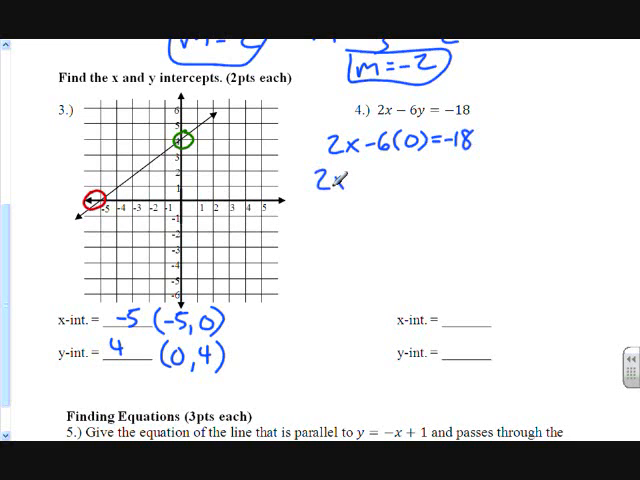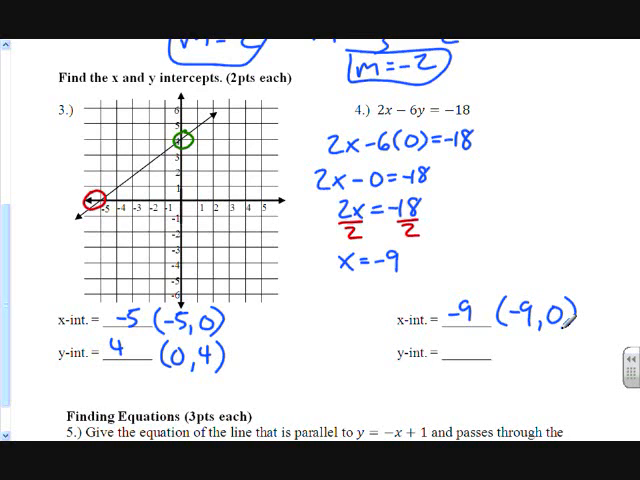So here I get a 2x minus 0 equals a negative 18, which is just a 2x equals a negative 18, which now I divide each side by the 2, and I find out that x equals a negative 9. So my x-intercept is negative 9, but again, that's the ordered pair negative 9, 0. Okay, I plugged a 0 in for y, got a negative 9 out for x.